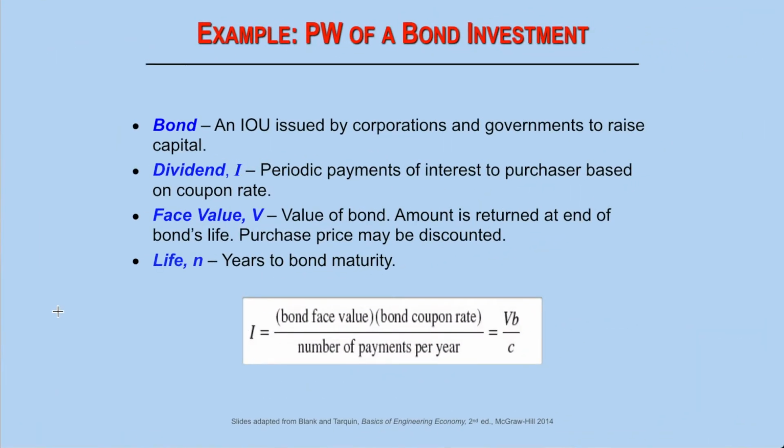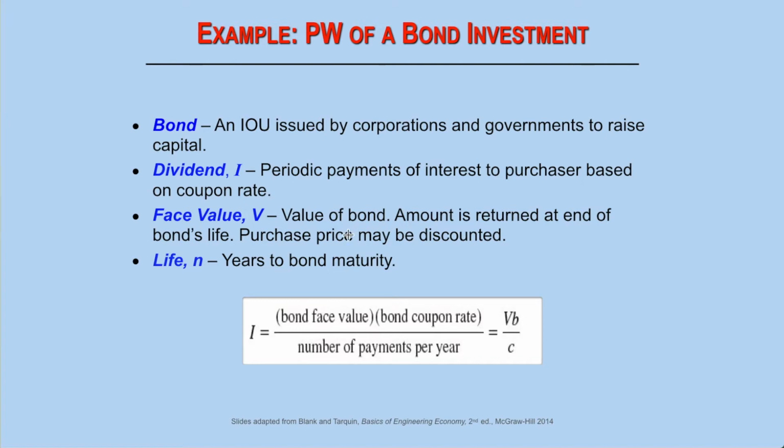Now here is a very interesting example of applying present worth analysis to evaluate a bond investment. Now some background. A bond is an IOU that is issued by corporations and governments to raise capital. When you buy a government bond, you are lending your money to the government, and in return, the government will pay periodic payments of interest until the maturity of the bond.